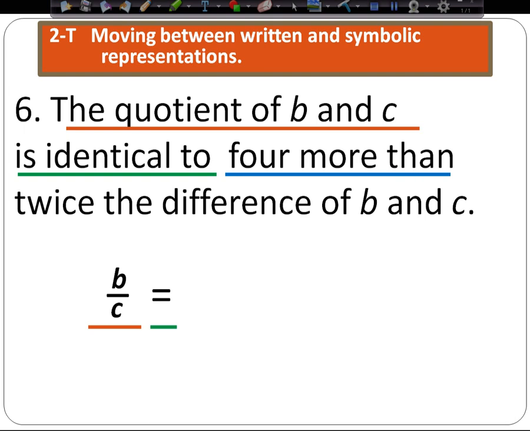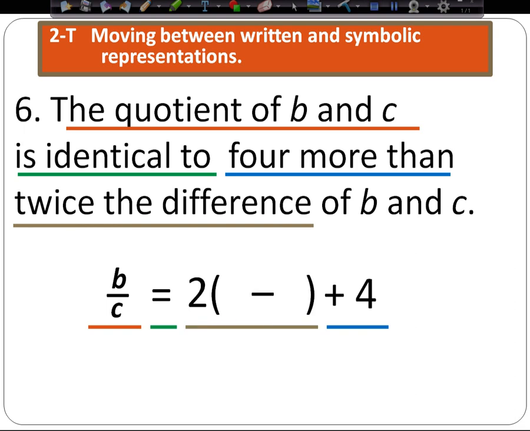4 more than. Here's the more than word that Ms. Fulton talked about being a turnaround word. 4 more than means we're adding 4 to the end of something. So we're going to put plus 4 at the end. And we're adding 4 to twice the difference.